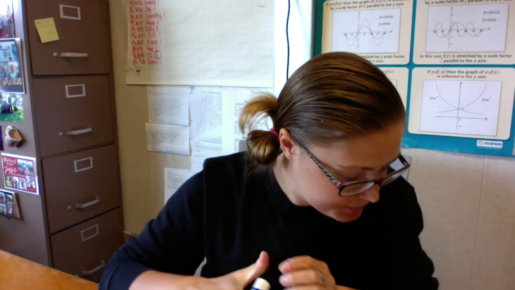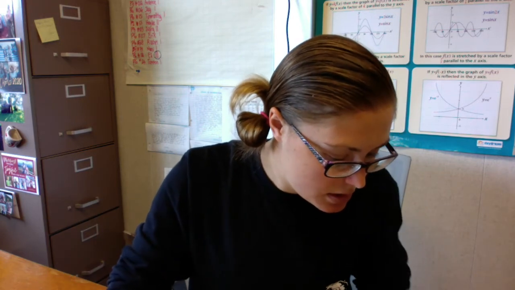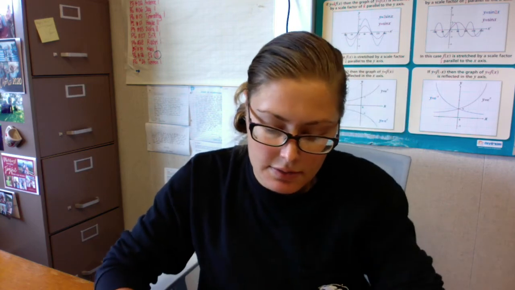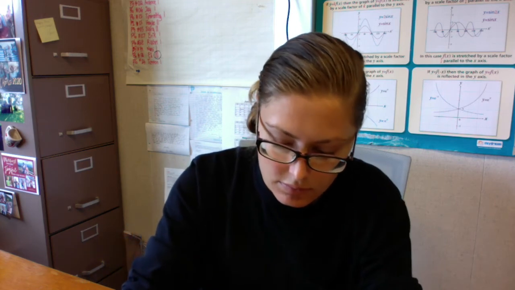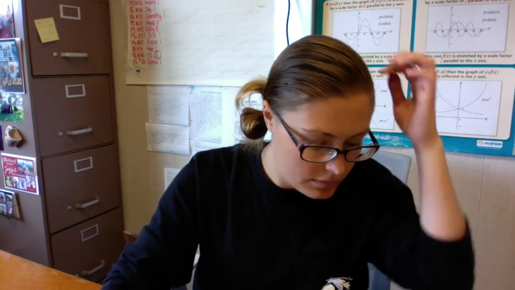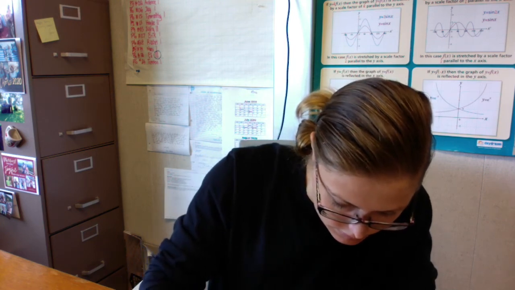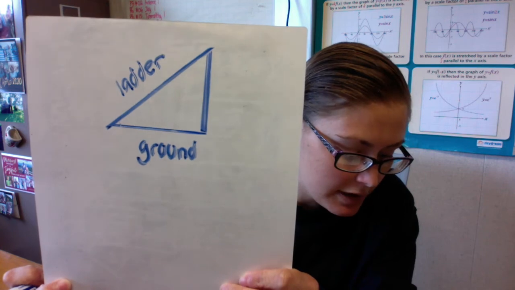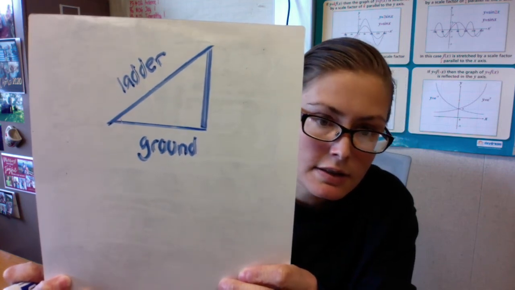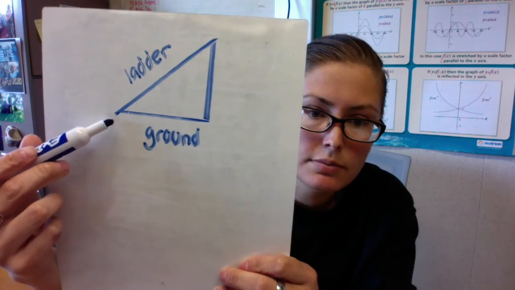Okay, number 4. So after reading the safety manual for his ladder, he knows that the angle formed between the ladder and the ground needs to be at 60 degrees. So we start by drawing a triangle. You know that we have the ladder and the ground. So the angle formed between the ladder and the ground needs to be at 60 degrees. So that's the one between them. So this one.